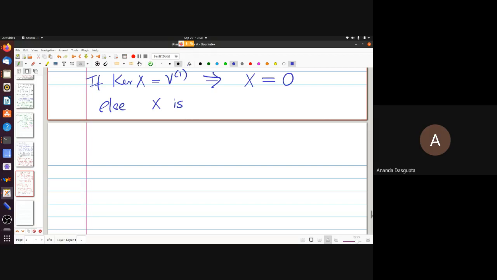This is basic linear algebra. If the kernel of a map is just the singleton set. By the way, this is very similar to another result we have in group theory. If the kernel of a homomorphism is just the identity. Essentially the same thing in two different guises.